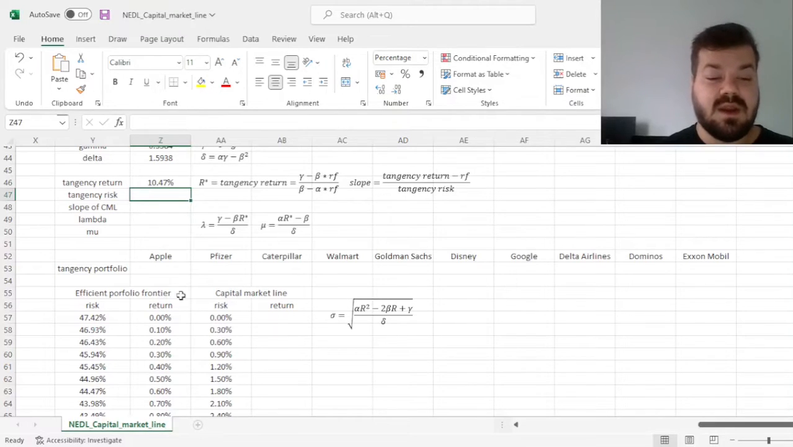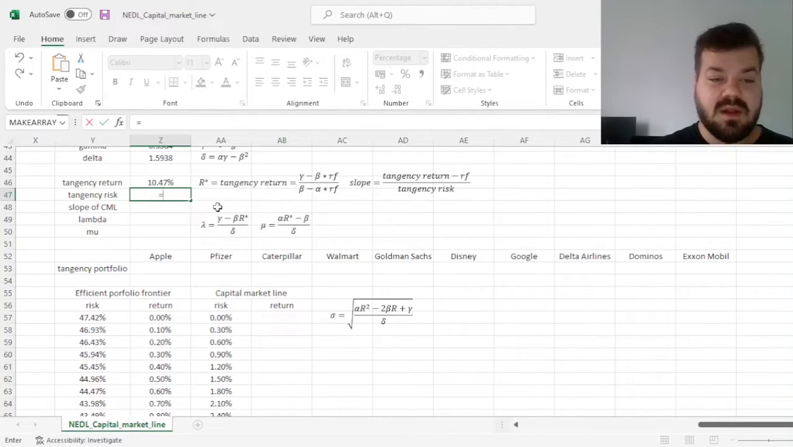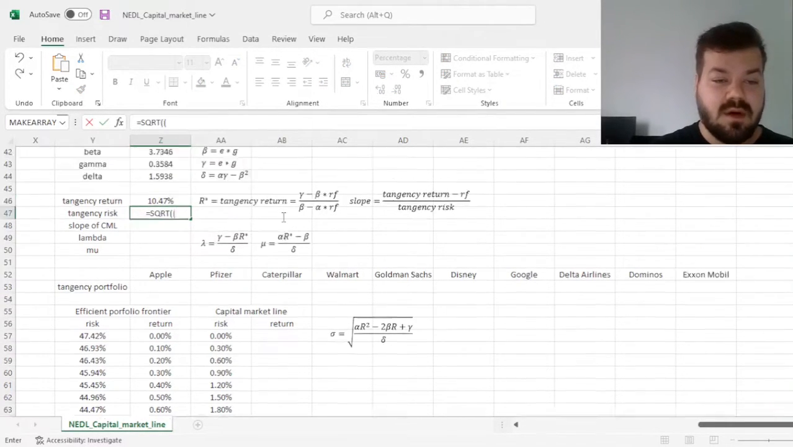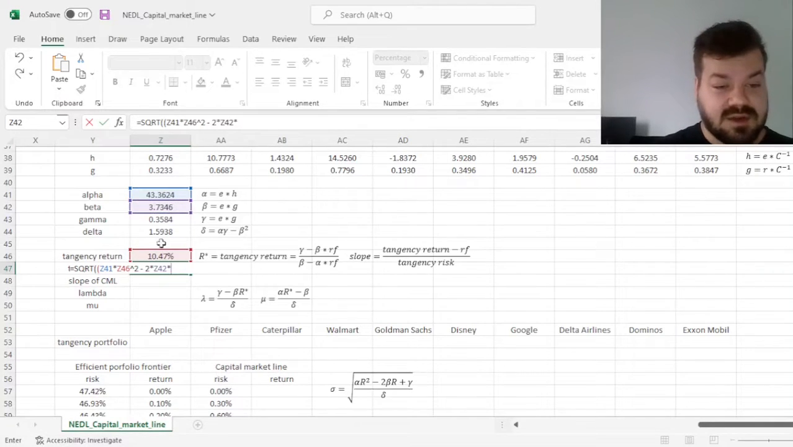And then we can use the same function as here to retrieve the risk of this tangency portfolio. So we'll calculate the square root of alpha times tangency return squared minus 2 times beta times tangency return plus gamma, and divided by delta.